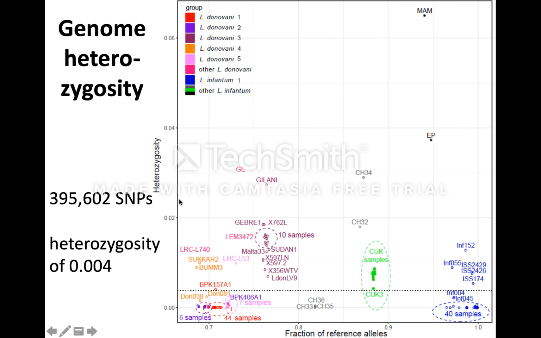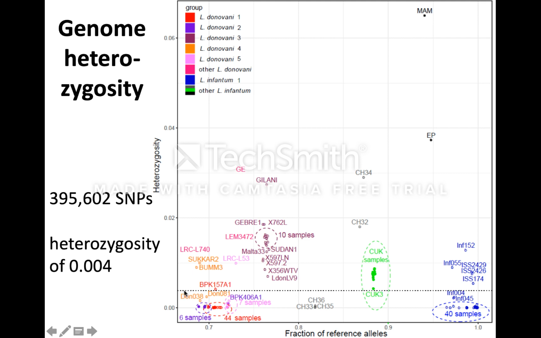But if we look on this axis here, there are certain samples like MAM and EP that have very, very high heterozygosity. Our explanations for these particular samples are somewhat nuanced, and you can read more about that in the paper. What is worth focusing on as an example is the CH34 sample, which is potentially a hybrid, and the same for this one, CH32. They have a different level of homozygous SNPs compared to the Leishmania infantum reference, as do these green Cook samples from Turkey, which we talked about before. However, their heterozygosity levels are somewhat different.